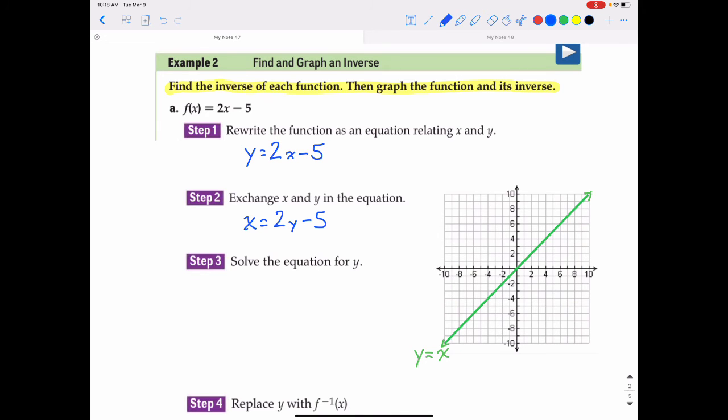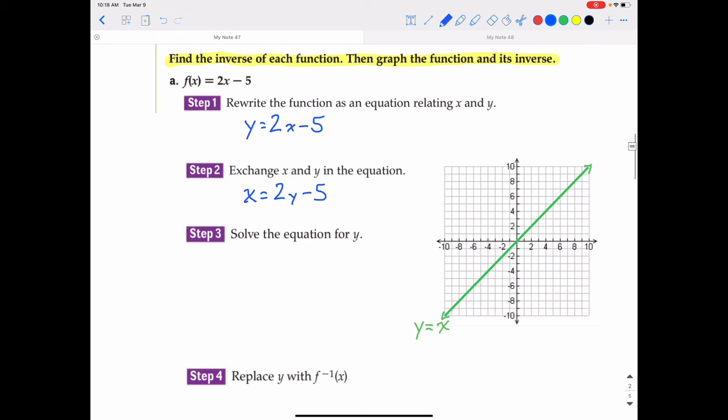Then we are going to solve the equation for y. I'm going to take the equation I just wrote, x equals 2y minus 5, and solve it for y. I would solve it for y by adding 5 to both sides. That would give me x plus 5 equals 2y, and then divide by 2. The 2's cancel on this side, so that gives me y equals x divided by 2. There is a 1 in front of that x, so it's 1x divided by 2, which can be written as 1/2 x. And then 5 divided by 2 is 5/2.